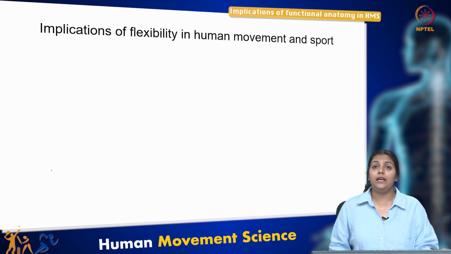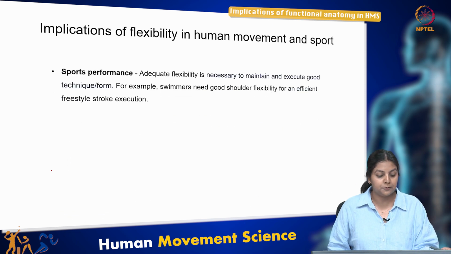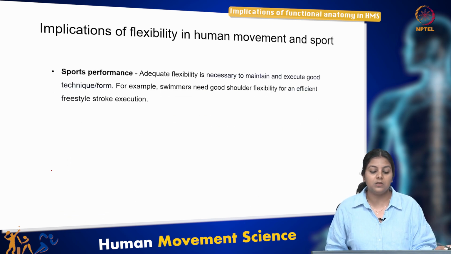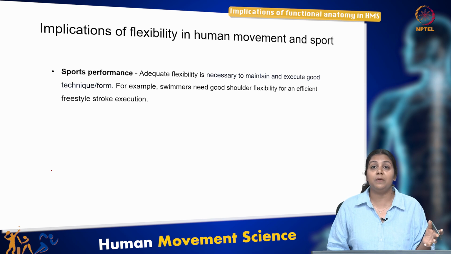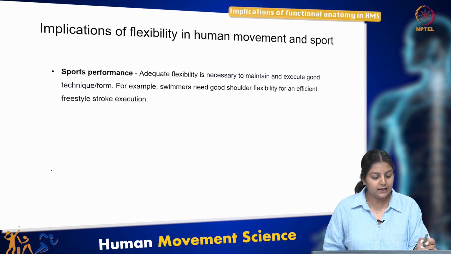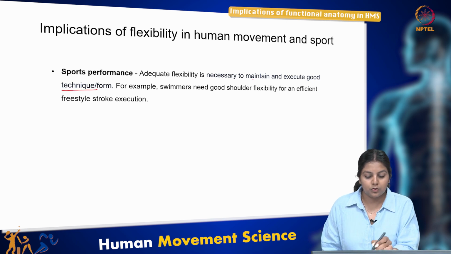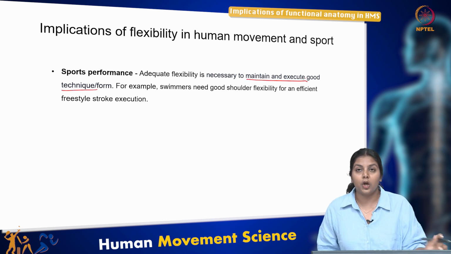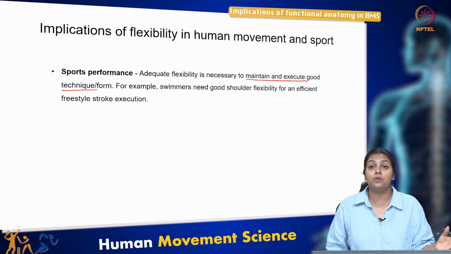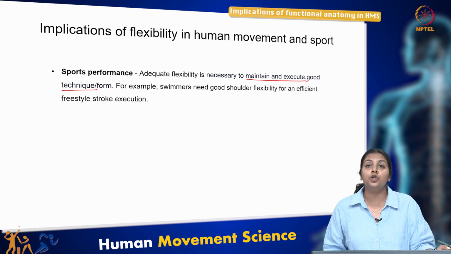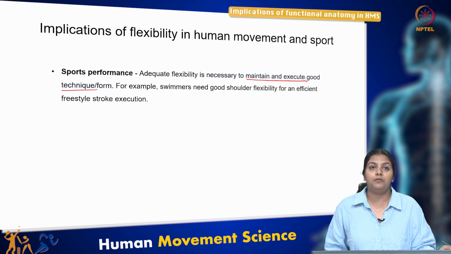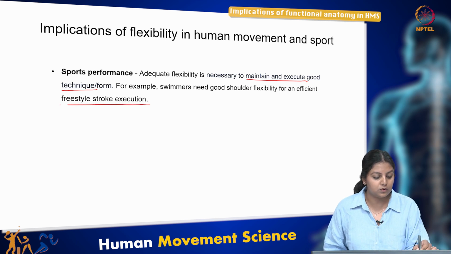So let's look at some of the implications of flexibility in human movement science. Why is it important for us to have good flexibility to perform efficient movement? So for example, in sport performance, adequate flexibility is necessary to maintain and execute good technique. For example, swimmers absolutely need good shoulder flexibility for an efficient freestyle stroke execution.